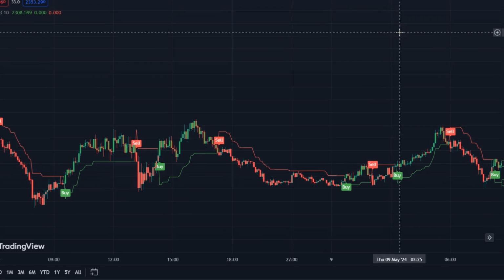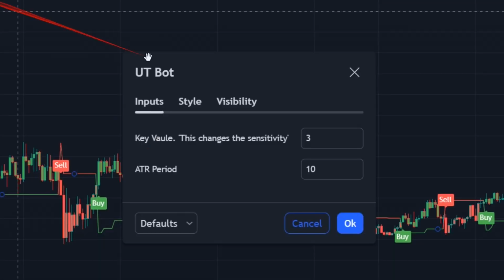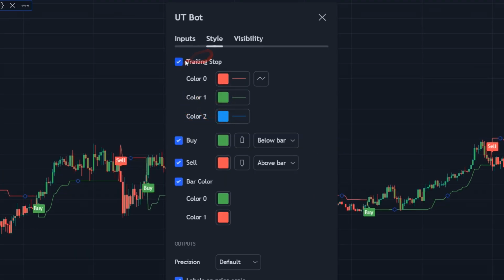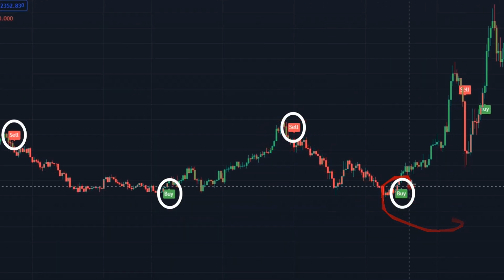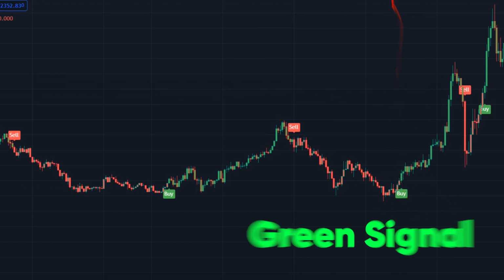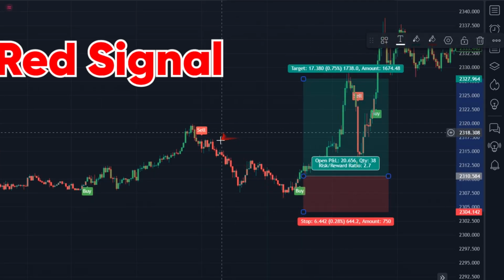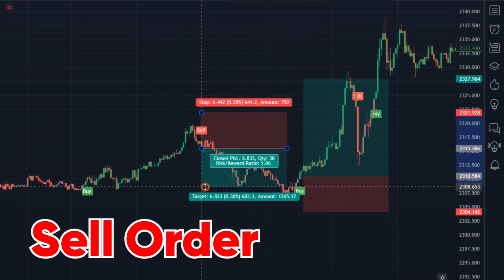As you can see, this indicator needs some adjustments, so go to its settings and make the necessary changes. Follow the same adjustments as I do. This indicator generates signals for us that we can enter buy orders by seeing green signals, which are buy signals, and by seeing red signals, which are sell signals, we can enter sell orders and get good profits.